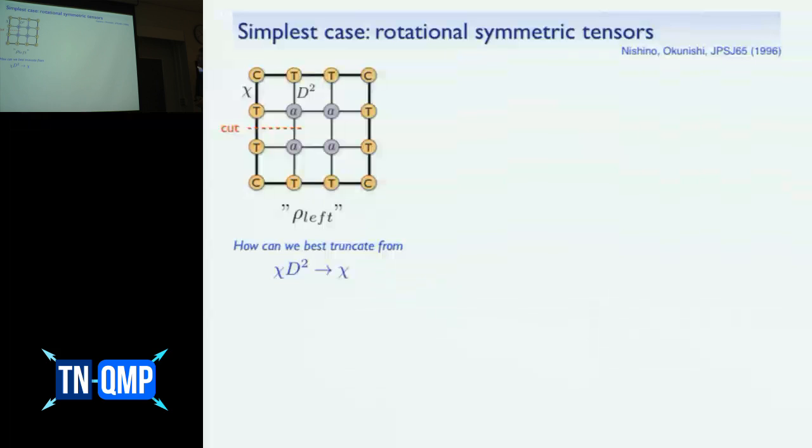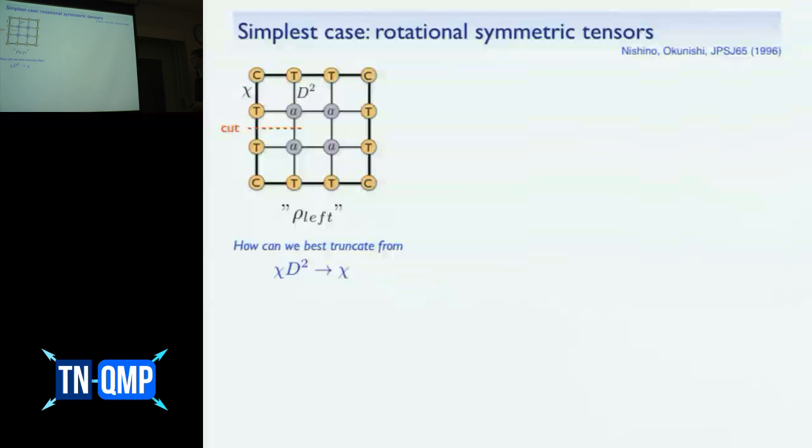So let's have a look at this network here, and let's make a cut here. Here we cut a leg with dimension chi and a leg with dimension d squared. Then the question is, what are the relevant states we need to keep if we want to renormalize this space, from chi d squared down to chi again? How can we select the best states here?